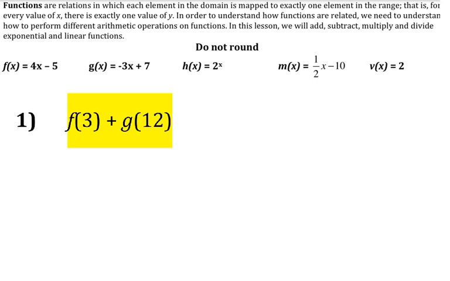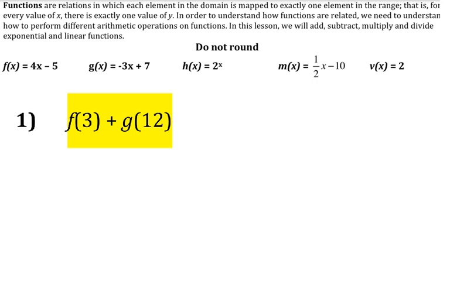In order to understand how functions are related, we have to basically relate them. So we have to understand how to perform different arithmetic operations on functions. So in this lesson, we're going to add, subtract, multiply, and divide exponential and linear functions. At the top of this page, we have a list of defined functions, and those are basically the definitions that we're going to use for this set of problems.